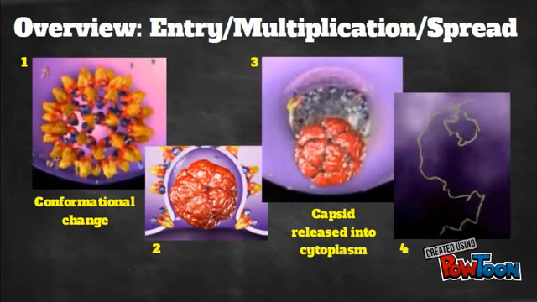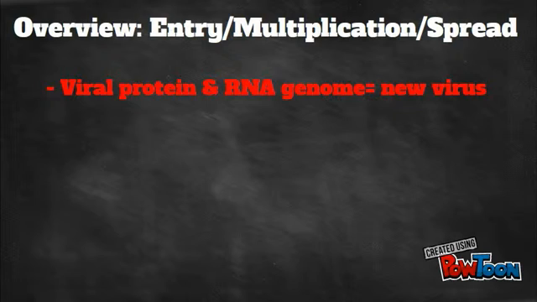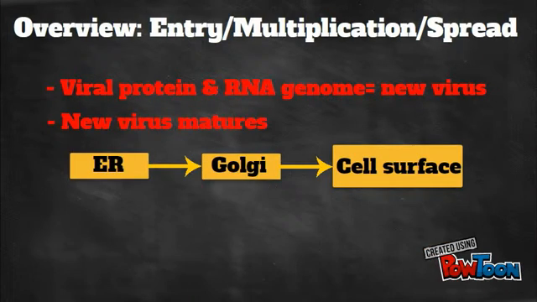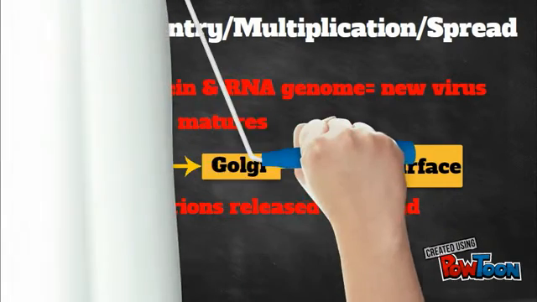The capsid breaks apart and the RNA genome travels to the endoplasmic reticulum, where it is translated and transcribed through multiple steps. Once enough proteins and RNA strands are made, new viruses are assembled and mature as they travel to the cell surface. Mature virions are released into the bloodstream and are free to spread to uninfected areas of the body.